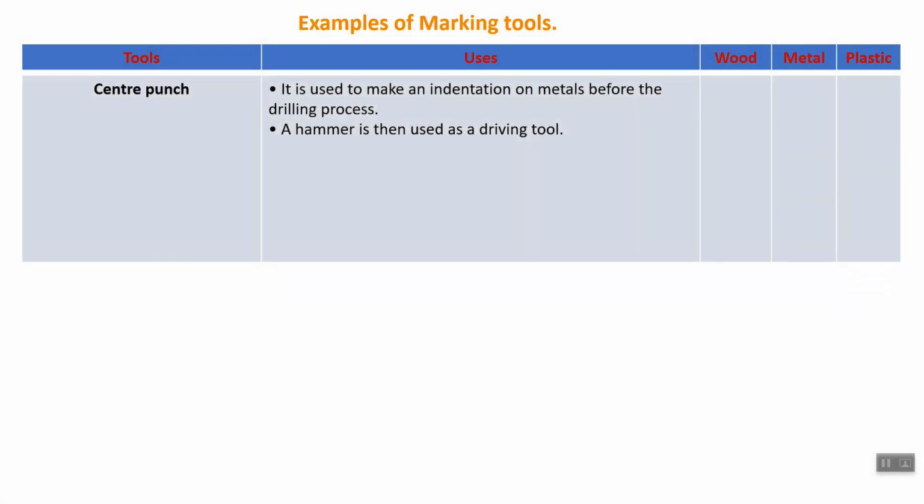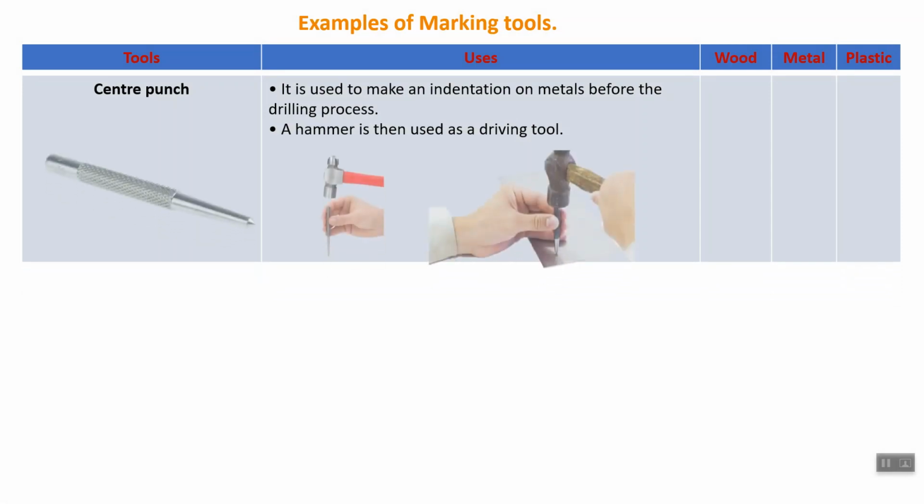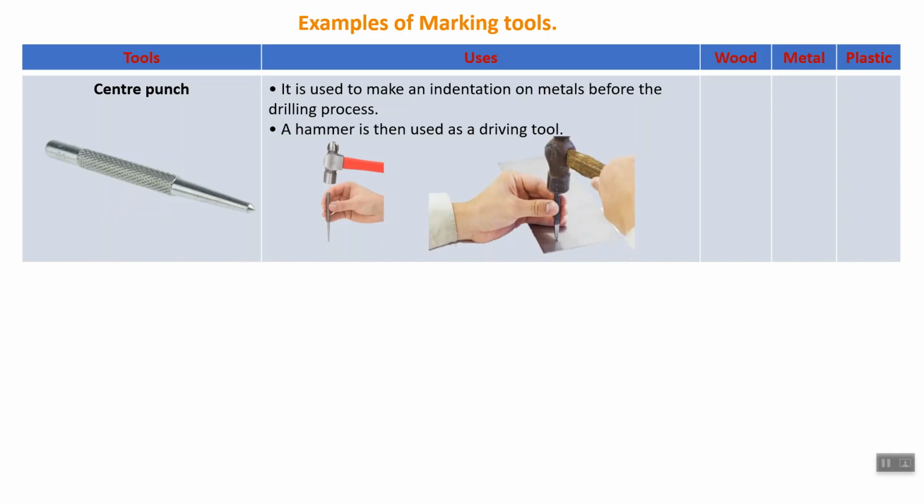So there are also some other marking tools, for example, the center punch. The center punch is like a big nail. It looks like a big nail, used to make an indentation on metals before the drilling process. For example, when we have to use a twist drill to make a hole into materials, we make a small indentation with a hammer before starting to drill, to avoid the drill slipping. So it is used on metals only.